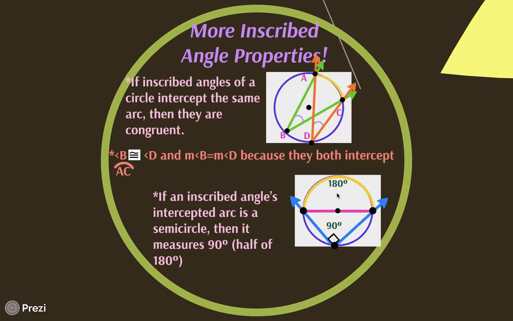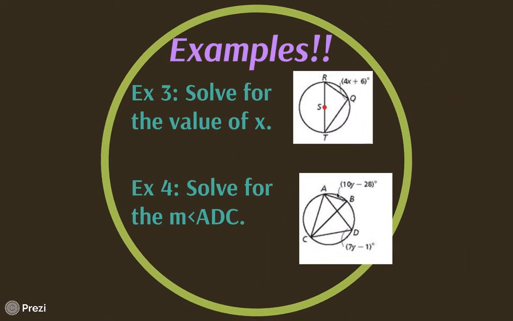You could probably figure that out without knowing this theorem, but it's helpful to know. And if you remember it, you don't have to think through it. You can just automatically know. So if you ever see an inscribed angle intercept a semicircle, you can just already know it's 90. If you don't remember, you can figure it out. But, pretty cool, right? Anyway, we're going to be using both of those theorems and properties to help us solve examples 3 and 4. So go ahead and pause the video and watch examples 3 and 4.